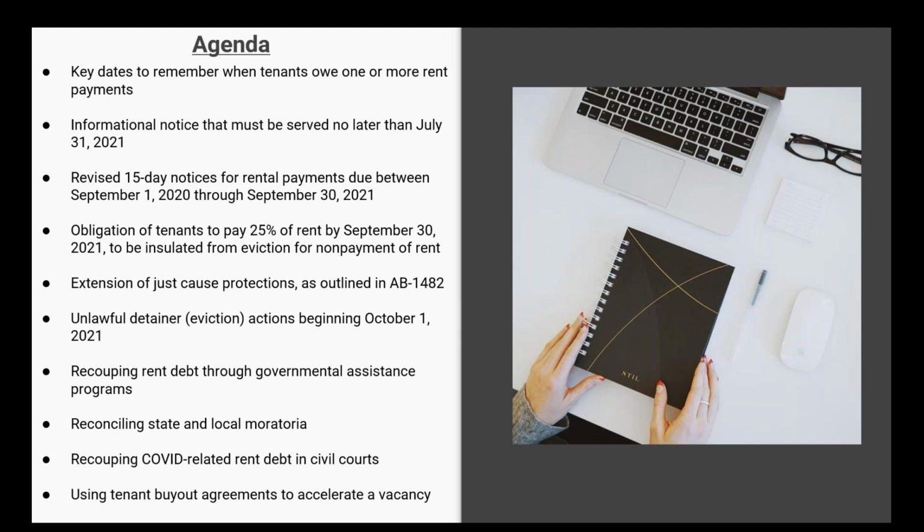I'll mention the just cause eviction protections that have been extended to all residential property until the end of September. We'll talk about October 1st as the light at the end of the tunnel, how we go about recouping rent debt through government assistance programs, with an emphasis on the interrelationship between the state law and local moratorium. And then when we have COVID rent debt that hasn't been recovered through the state rent relief program, what are we going to do? And how do we use the state court system, whether it's small claims court or regular court, to secure those judgments that are due to us?